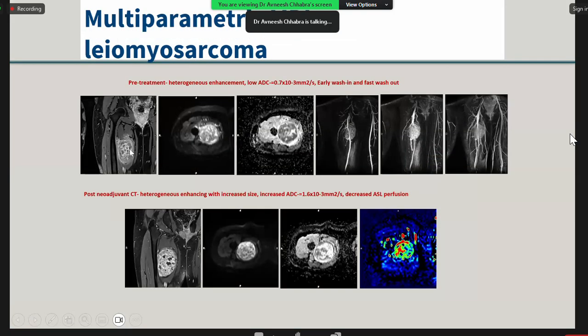So this was a leiomyosarcoma. You can see very dark on ADC, perfusing a lot. This is after chemotherapy. It looks similar, but actually it's very bright on ADC now, so with some residual areas.